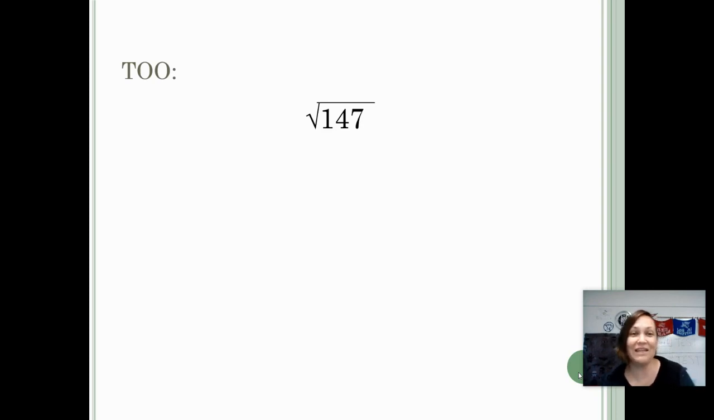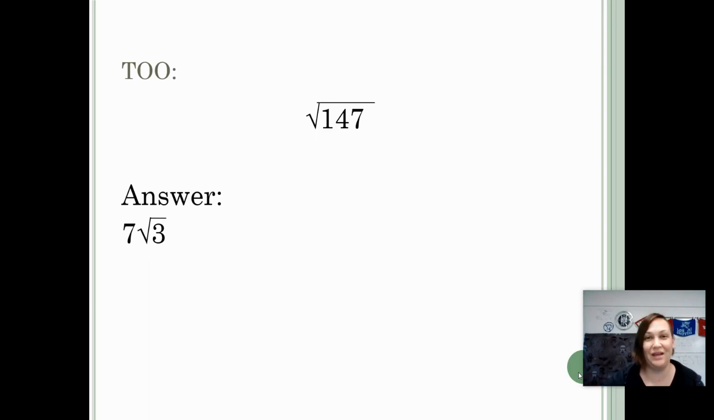All right, let's see how you did. So I got 7 rad 3. That means that when I did my factor tree, I got 3 times 7 times 7. One of the 7s escaped. The other one is gone. And the 3 stayed inside.